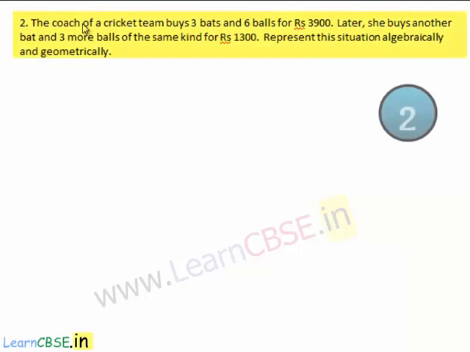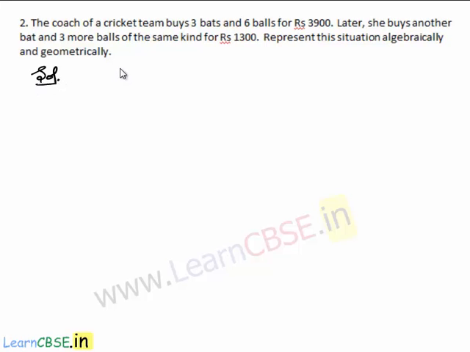Coming to the second problem, the coach of a cricket team buys 3 bats and 6 balls for 3,900 rupees. Later, she buys another bat and 3 more balls of the same kind for 1,300 rupees. Represent this situation algebraically and geometrically.